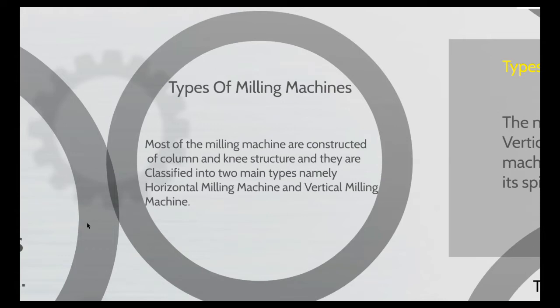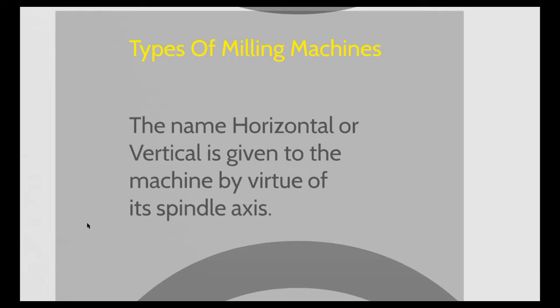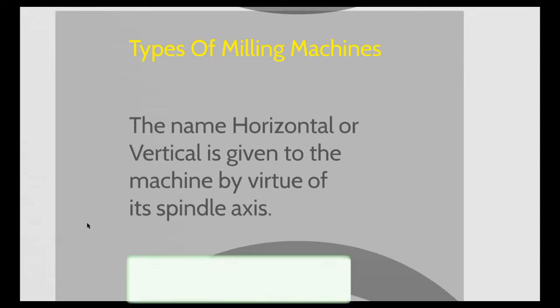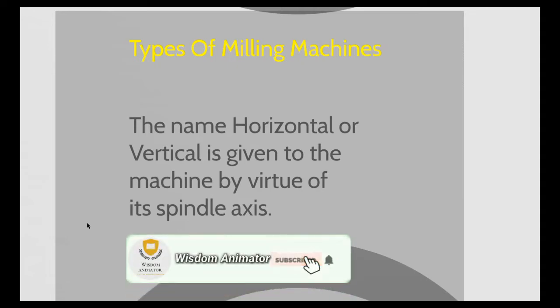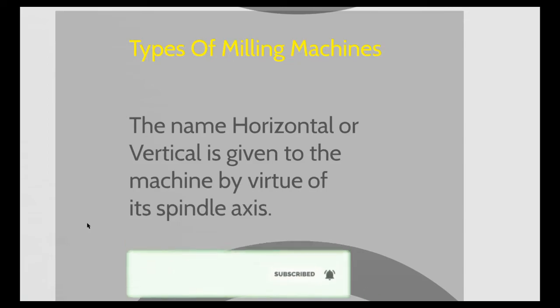In special purposes milling machine, we have thread milling machine, CNC milling. In this video, we will focus on three main types of milling machines: horizontal milling machine, vertical milling machine, and universal milling machine. The name horizontal or vertical or universal is given to machine by virtue of its spindle axis.